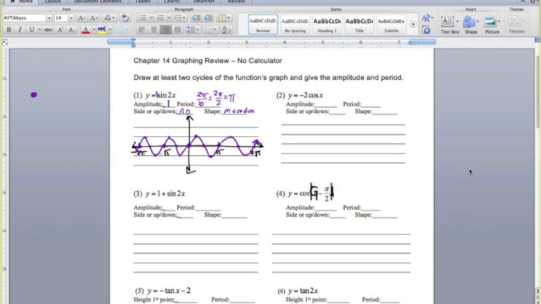All right, so for the next one, once again, it will already be marked out for you, so you won't have to do your own scaling. And most of them are going to go negative 2 pi to 2 pi.